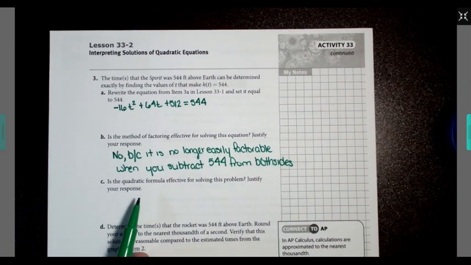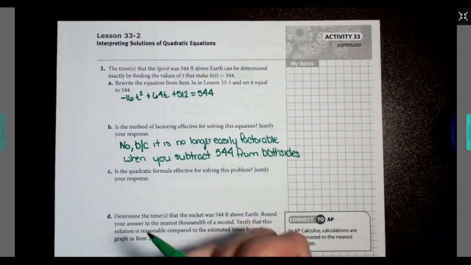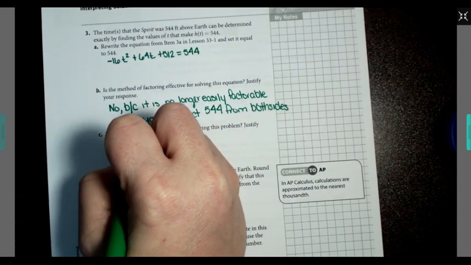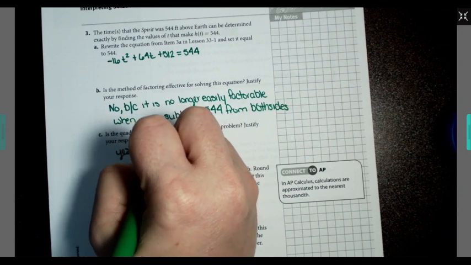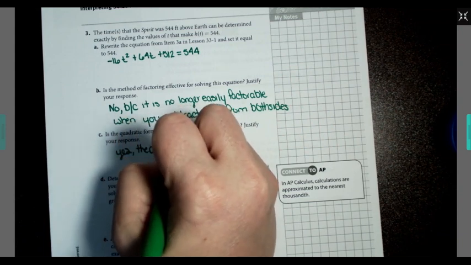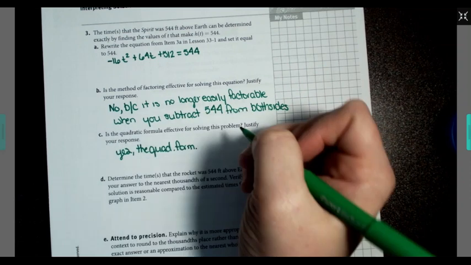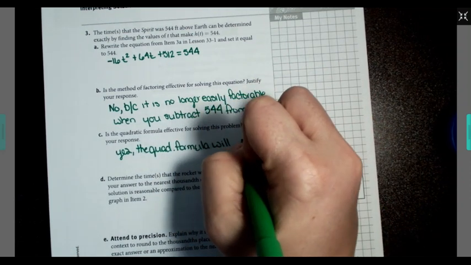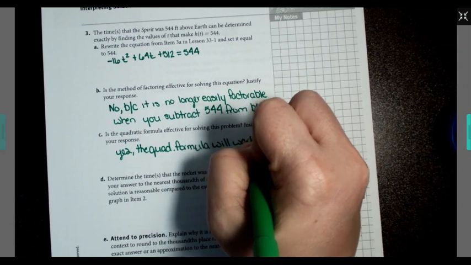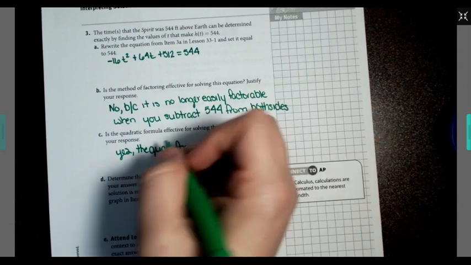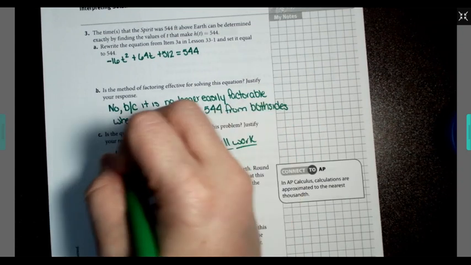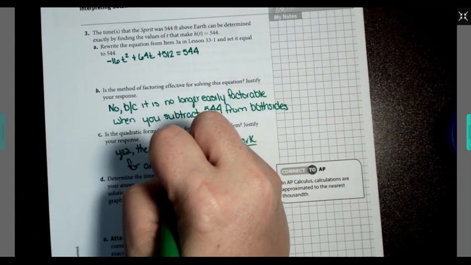Is the quadratic formula effective for solving this problem, and justify your response? Yes. The quadratic formula will work for any quadratic equation.